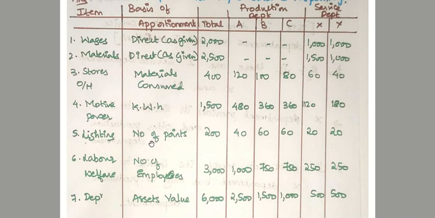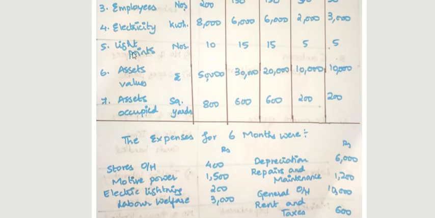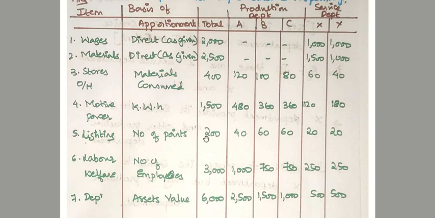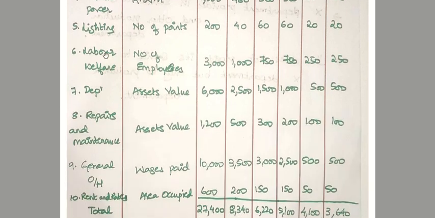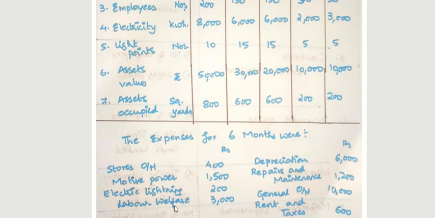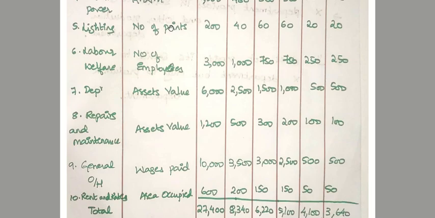Next you have your lighting, which again is apportioned based on light points, which is given in a question. So your ratio is 2:3:3:1:1. If you apportion 200 rupees based on that ratio, you'll get the amount to be 40, 60, 60, 20 and 20. Next we have our labor welfare, which is apportioned based on number of employees. Your total labor welfare amount is 3000, which is apportioned based on number of employees ratio, which is 1000, 750, 750, 250 and 250.